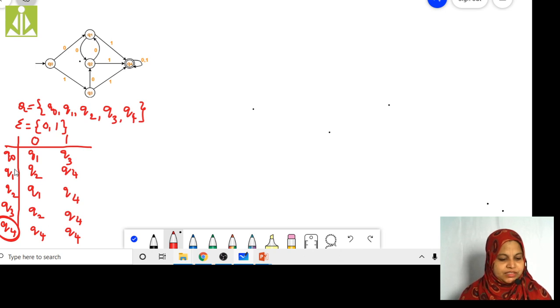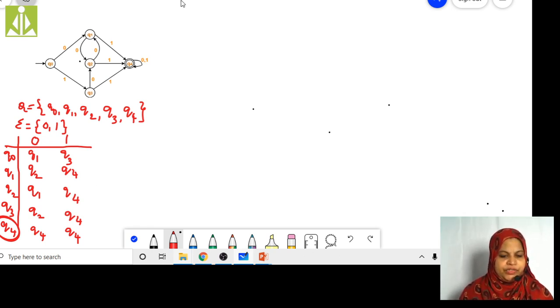Right? Now, what are we going to perform in step 1? We have to divide these states into two sets: one is the set of final states, and one is the set of non-final states. Q1 is the set of final states, that is Q4. We have only one final state, Q4. Q2 is the set of non-final states: Q0, Q1, Q2 and Q3.